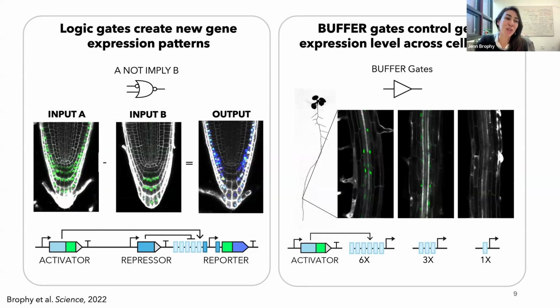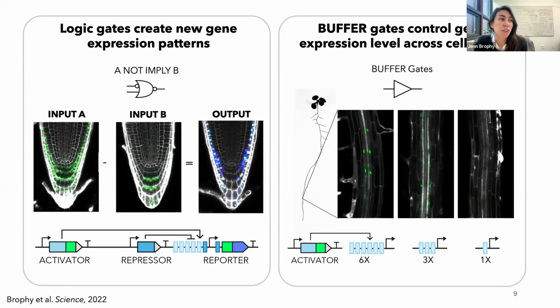And so in order to try to tune how much gene expression you get in a specific set of cell types, we use these buffer gates. Buffer gates have a tissue-specific promoter driving expression of an activator, and then depending on how many binding sites you have in your synthetic promoter for this activator, you can get different levels of gene expression.